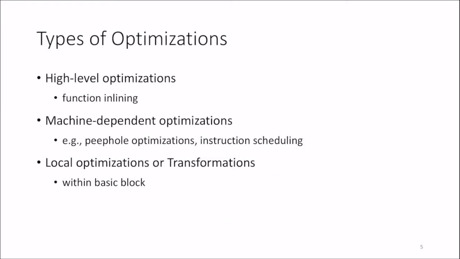There are different types of optimizations. There are high-level optimizations like function inlining or loop unrolling. If you want to avoid some overhead, like the overhead of calling a function, you need to set up the stack, you need to set up the activation record, etc. By inlining that function, you're increasing the size of the program, but you're avoiding the overhead of calling that function.